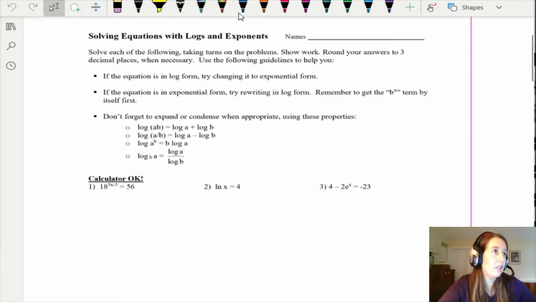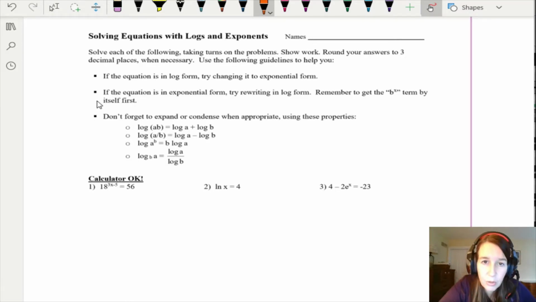So first of all, the first little helpful hint or reminder. If the equation's in log form, to solve it, you may have to change it to exponential form. And then vice versa, if the equation's in exponential form, try rewriting it in log form. Remember to get the b to the x term by itself first. So we will look at that when we're doing some problems.